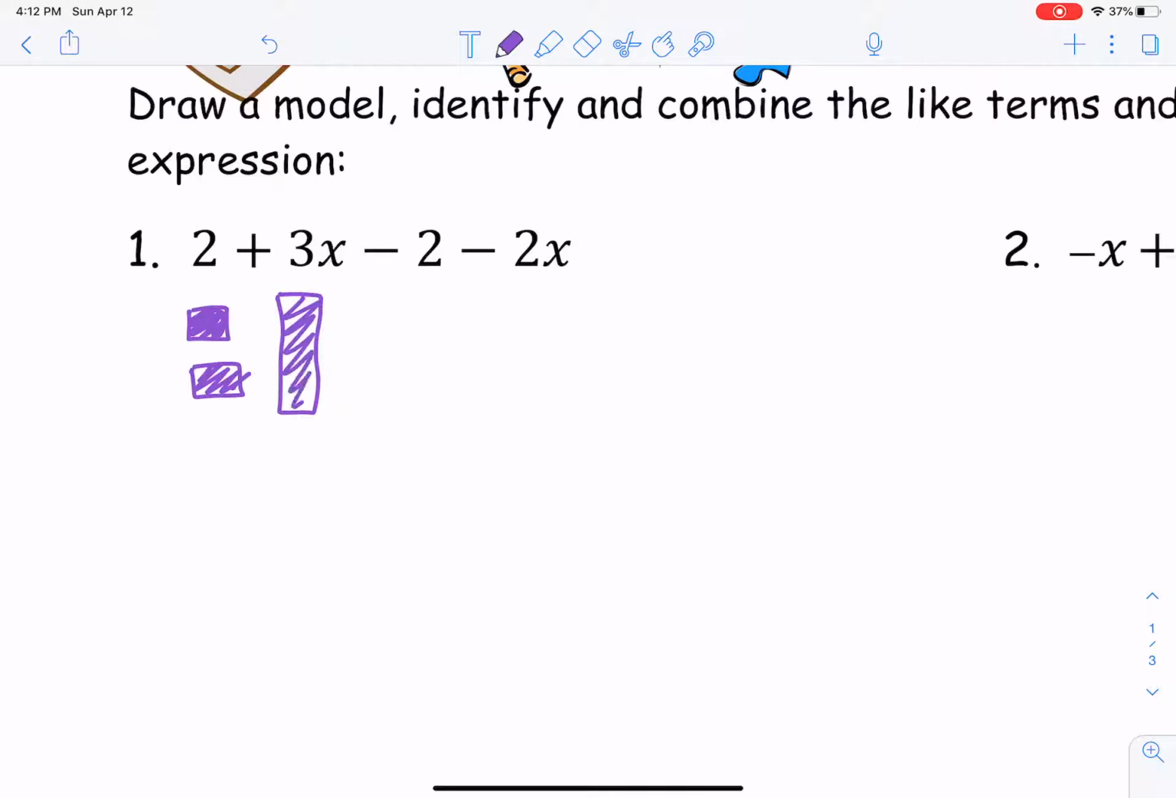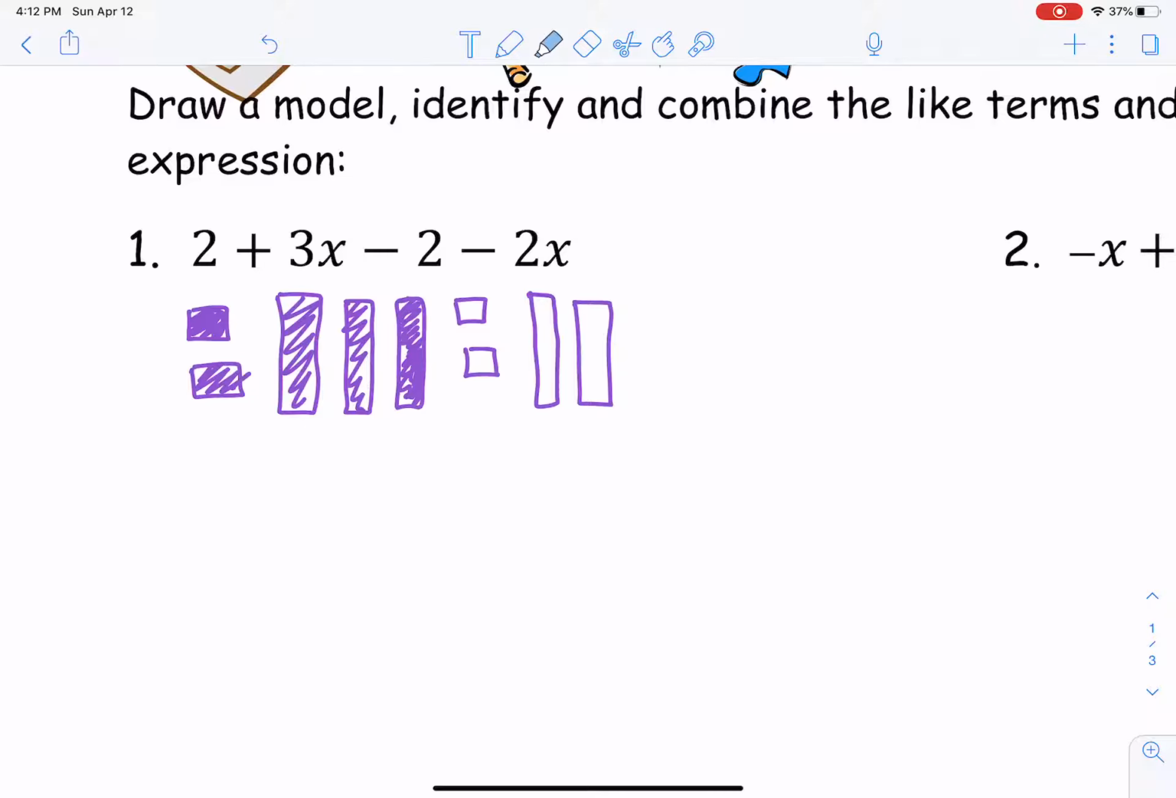3x is going to be 3 rectangles shaded. -2 is 2 squares unshaded. And -2x is 2 rectangles unshaded. So you're probably wondering, Ms. Lopez, how'd you know this 2 was negative? Well, because there's a minus sign in the front. So the symbol in the front of the number decides whether it's positive or whether it's negative.